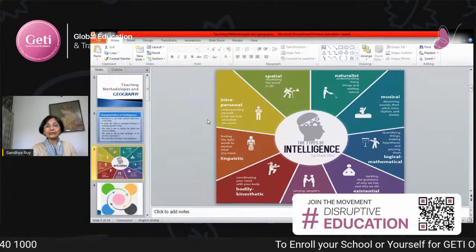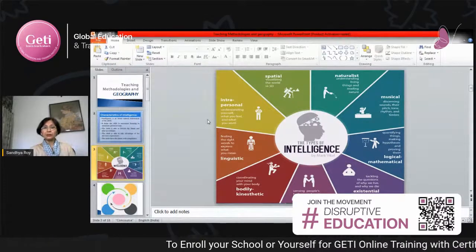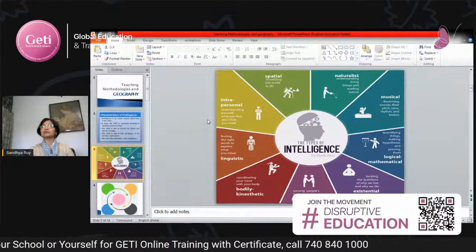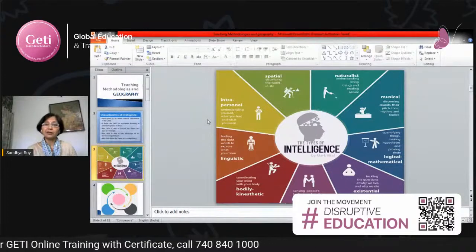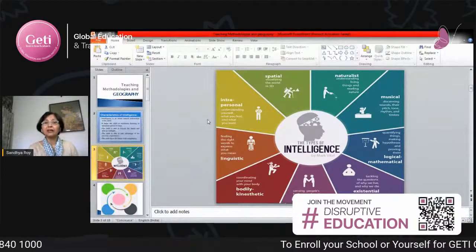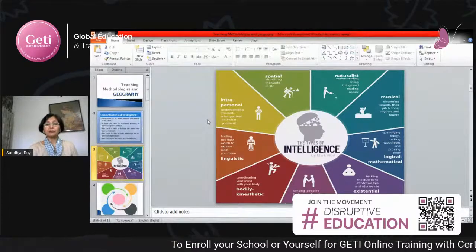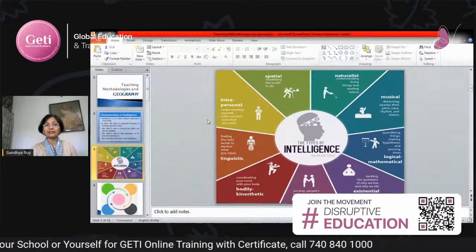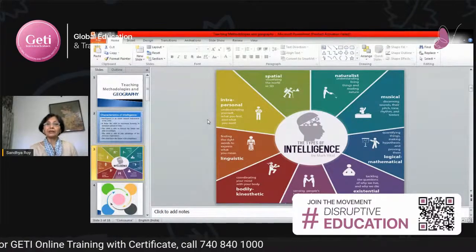Next is interpersonal. Some students are more interpersonal, they are able to understand the other person, and on the basis of that they are able to understand many of the things in the environment. So these are some of the things we need to understand, how the different types of intelligences are there, which are helping the child.